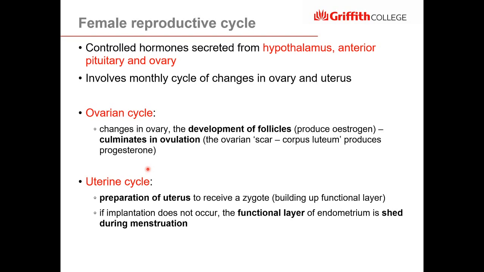Now, if that does happen, fantastic. That is essentially pregnancy, which again, we're going to talk about in a moment. However, if this implantation does not happen, if there is no zygote because there has been no fertilization, what will then happen is that the estrogen and progesterone levels will drop off and this outermost functional layer of the endometrium will be shed, which is the bleeding stage of menstruation.